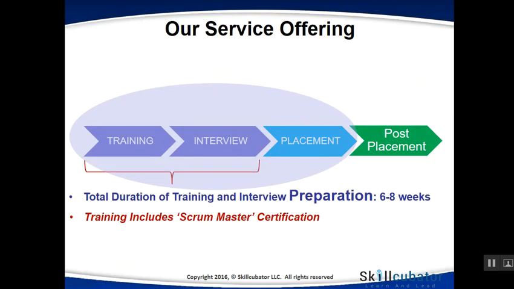So basically, it's a pretty straightforward process where we start with the training, followed by resume preparation, interview preparation, and then the placement. And if you need any post-placement support, we're there to help you. The total duration of the training is 6 to 8 weeks. So from the time you start the training till you get ready for the placement, it's about 6 to 8 weeks. And one of the key highlights of this training program is that you get certified as a Scrum Master by the end of the training from one of the recognized bodies in this field.